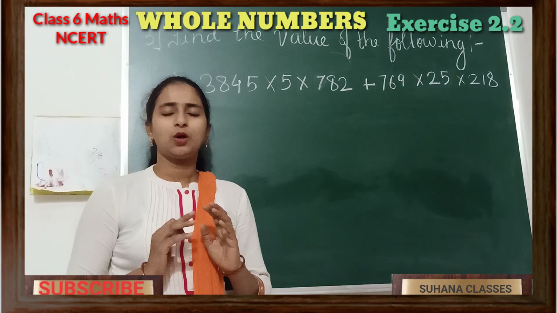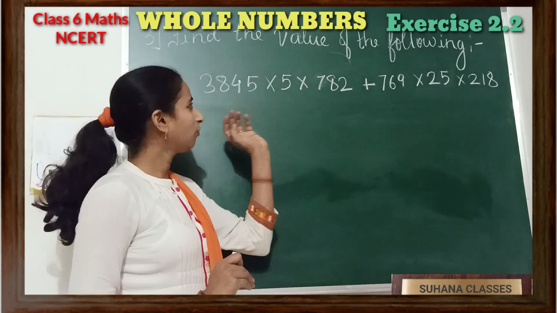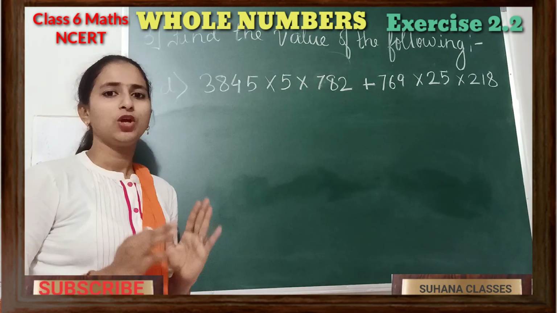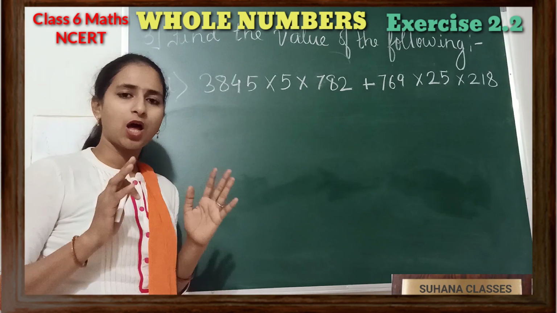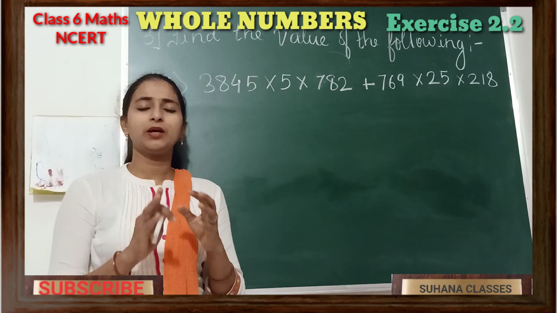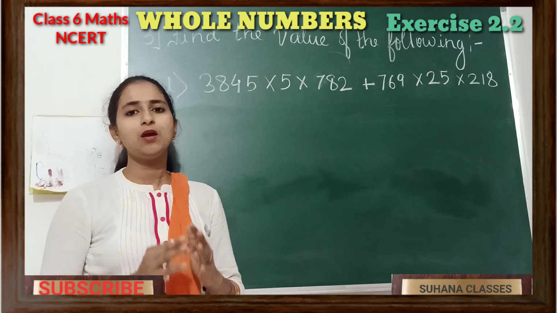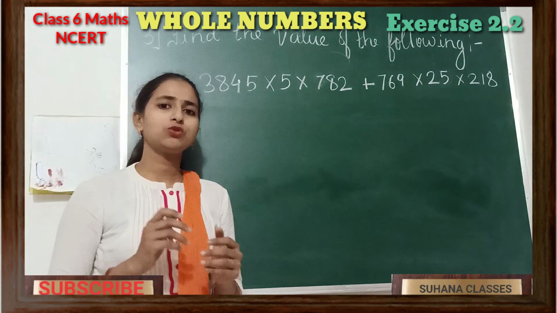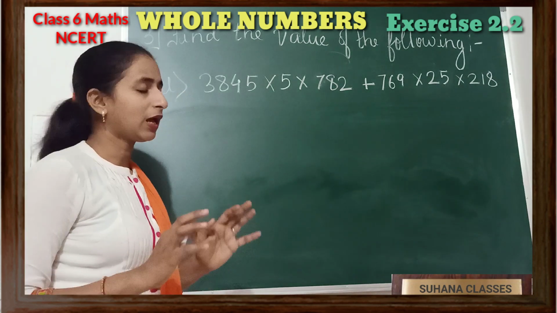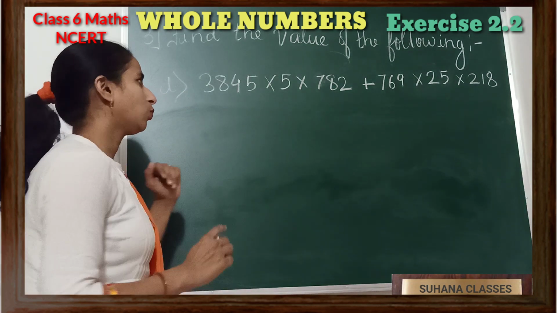So students, our next question is we have to find the value of these all numbers. If you see this number, you feel it is so big a number. How to do it? Yes or no, students? But let's do it in a simpler way by using our properties. So students, I am going to apply one trick here. So what is that trick?